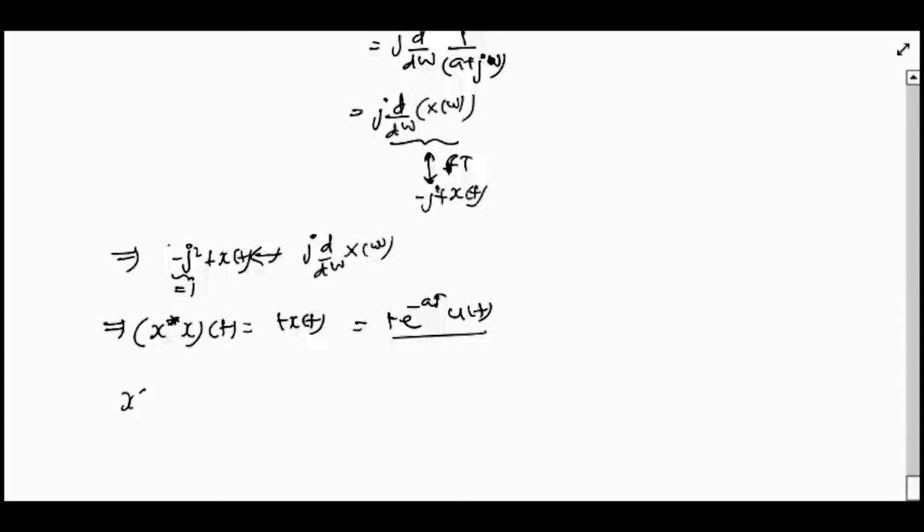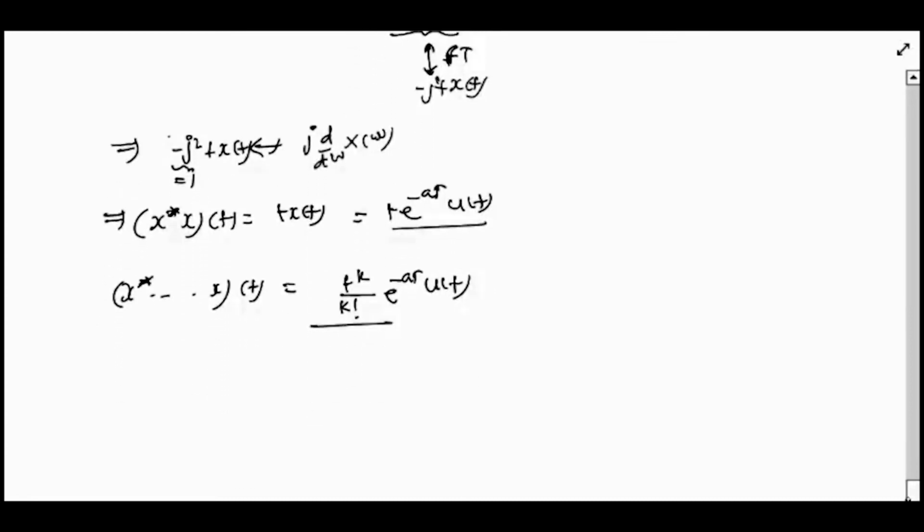The k-times convolution of x with itself turns out to be equal to t^k divided by factorial k, times e^(-at) u(t). So we see that this is quite a useful property. Now we will see uses of these properties in analyzing LTI systems. So we will see connections to LTI systems.